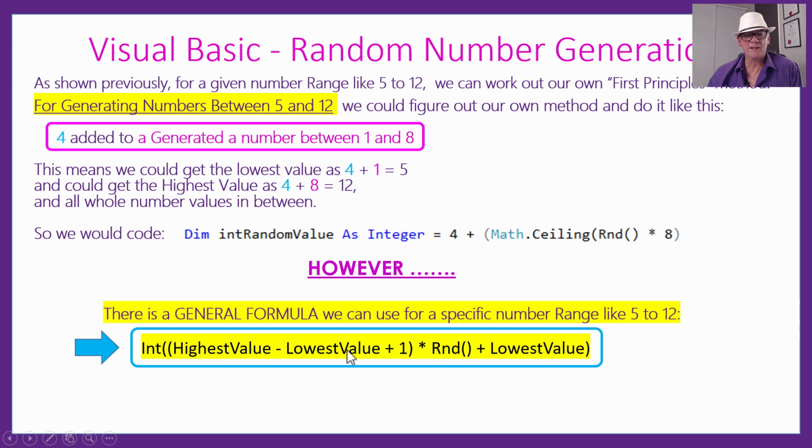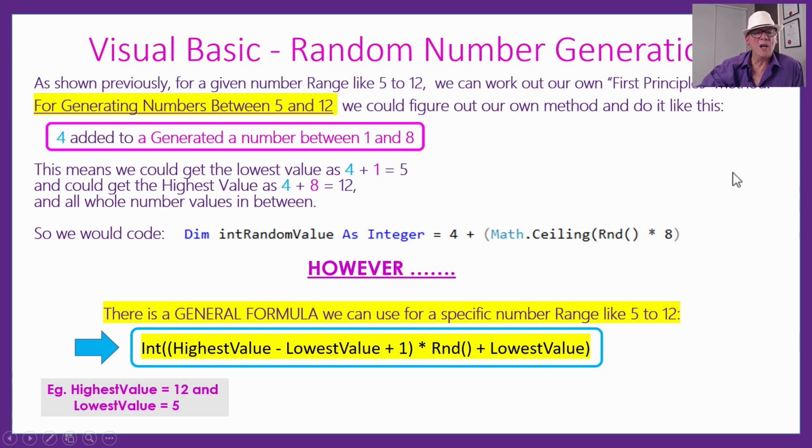And once you've done that sum in brackets, then you times it by the random number generator. And by the mathematical order of operations, it'll do this first in brackets, then it'll do the timesing by the random number, which is 0 to 0.999, whatever the computer picks in that range. And then it'll add on the low value, which is the 5, okay?